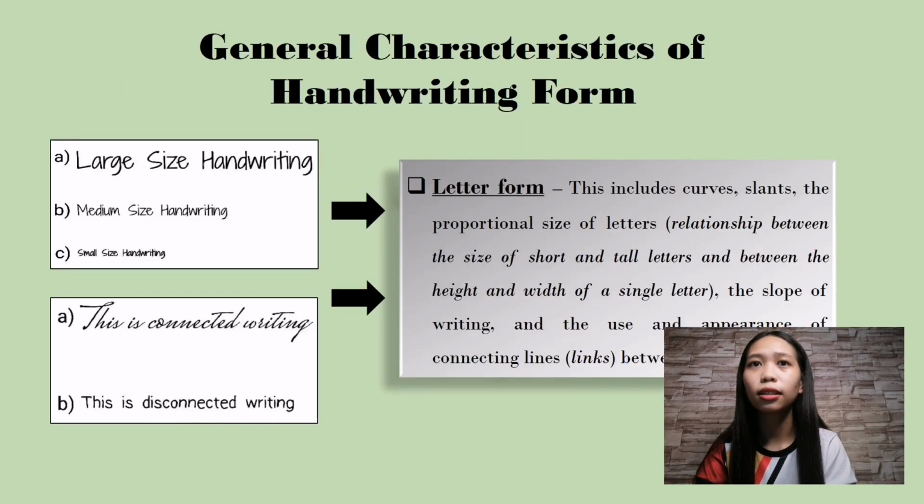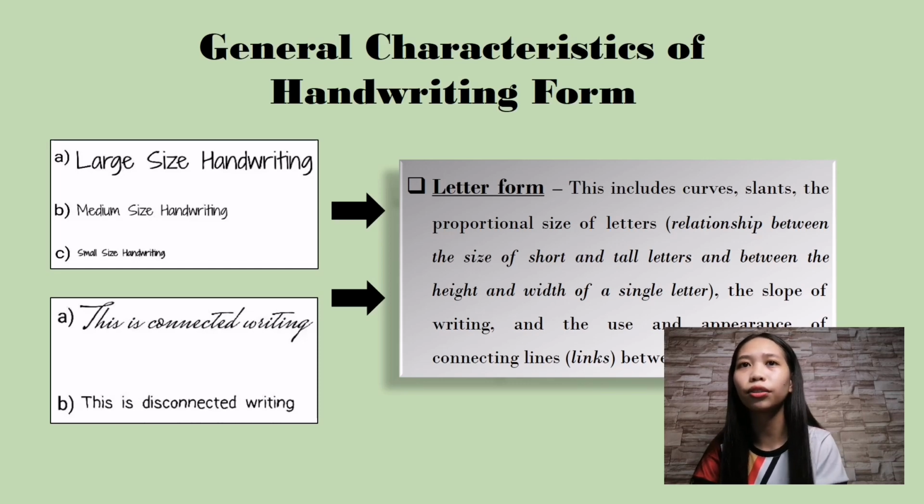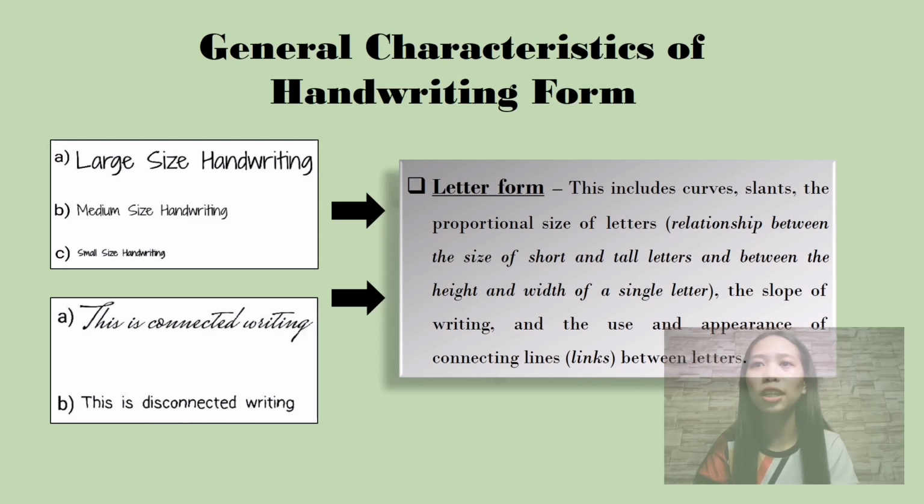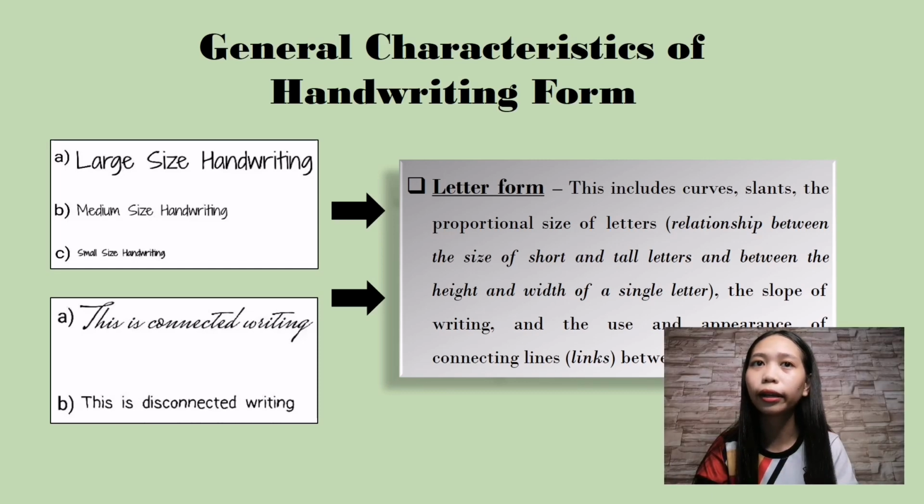Next one is the general characteristics of handwriting form. Letter form. This includes curves, slants, the proportional size of letters, the slope of writing, and the use and appearance of connected lines or links between letters. So as you can see on the screen, there are pictures presented. You can see the difference really. Like if your handwriting is in large size, in medium size, or in small size, you can really see their differences. And even the connected writing and disconnected writing as well.